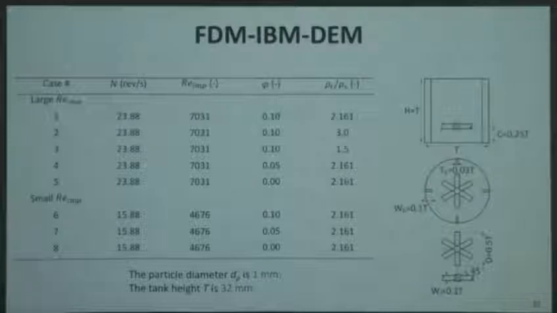We also do a simulation for the stirred tank. In this case, we are using 1 millimeter particles in a water tank with a 32 millimeter diameter, and the impeller-based Reynolds number can reach several thousand. We also tried different densities and different volume fractions from 0.5 to 10.